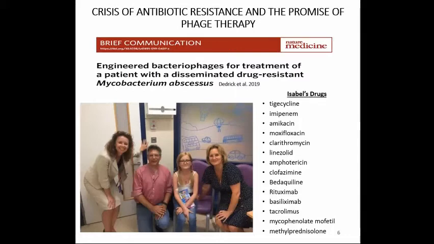So Dr. Hartford looked through the archive and found 3 phages that could kill this Mycobacterium abscessus infection. They made preparations of this, sent to England where Isabel was living, and it was administered and she got better. The infection was resolved, and today she's well and living a normal life.